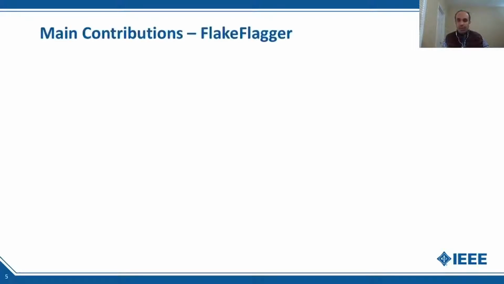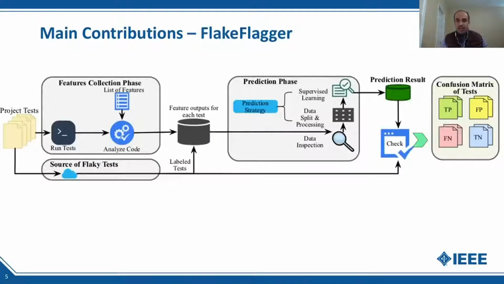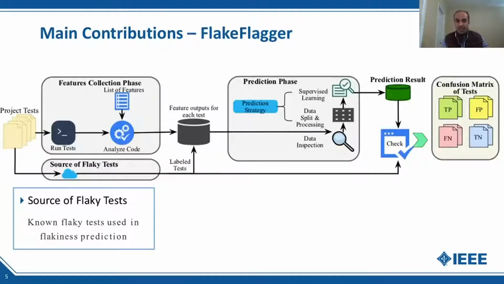In this work, we propose FlakeFlagger, a tool that predicts flaky tests. FlakeFlagger is represented as a classification problem where the tool learns from existing flaky tests in order to predict the other tests. FlakeFlagger has 3 main components. First, it has to have a dataset of flaky and non-flaky tests to learn from. In our case, this source of flaky tests comes from our rerun result.